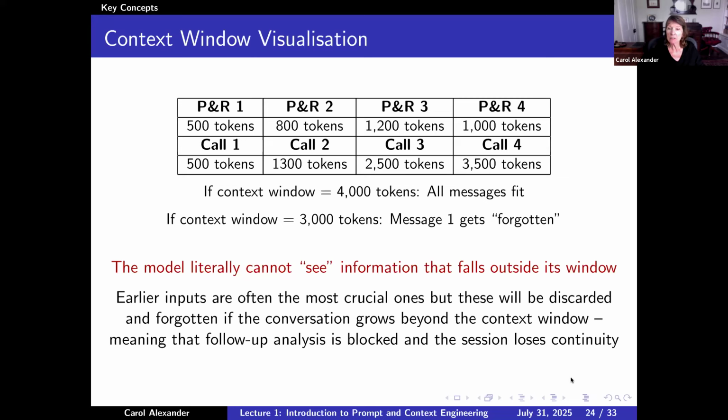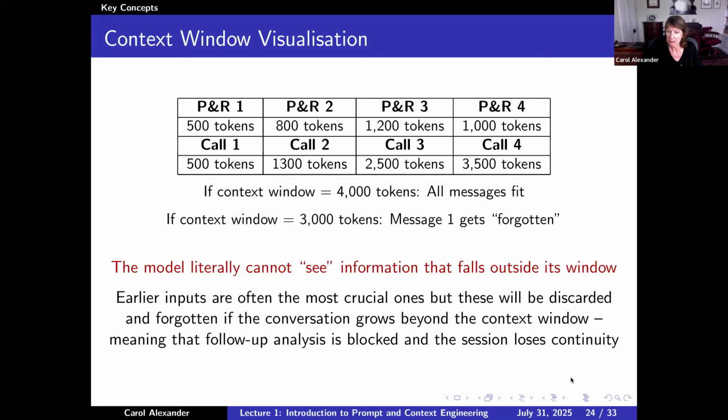And if the context window is 4,000 tokens, then all these messages fit and it's fine. But if the context window is only 3,000 tokens, then message 1 gets forgotten from call 4. So the model literally cannot see the information that falls outside the window.